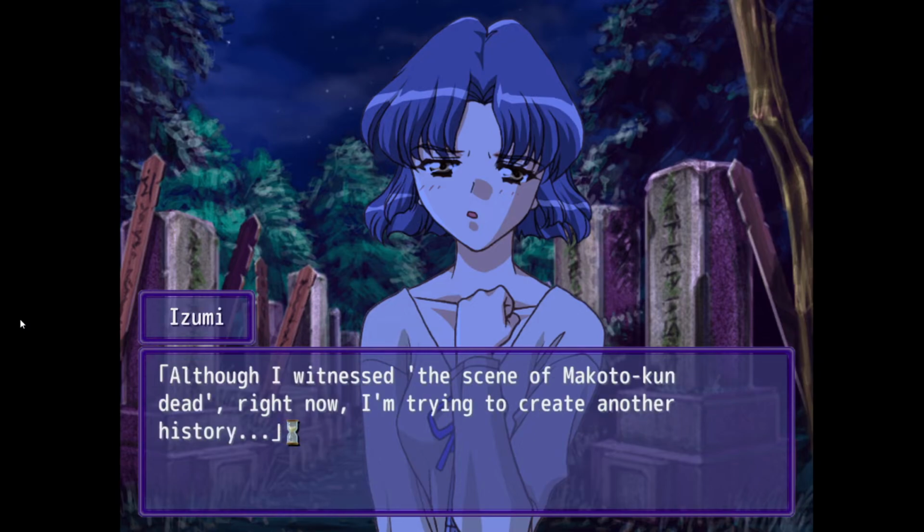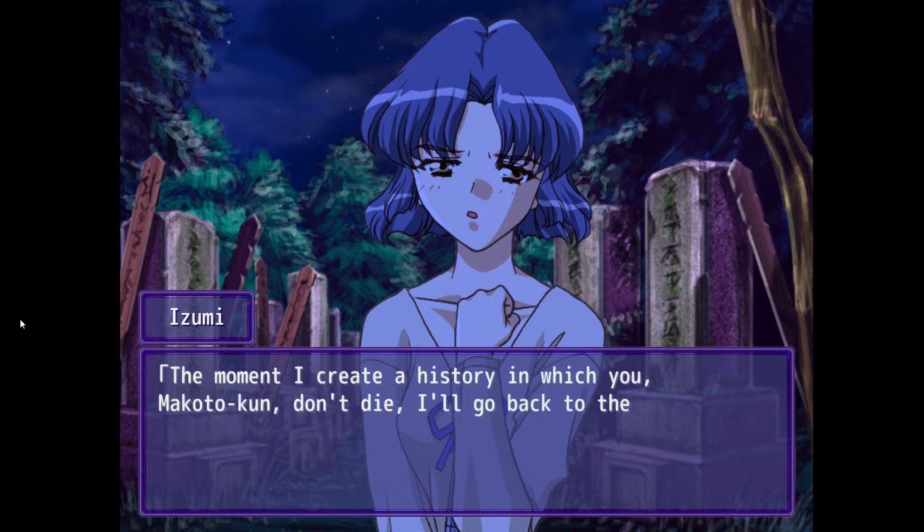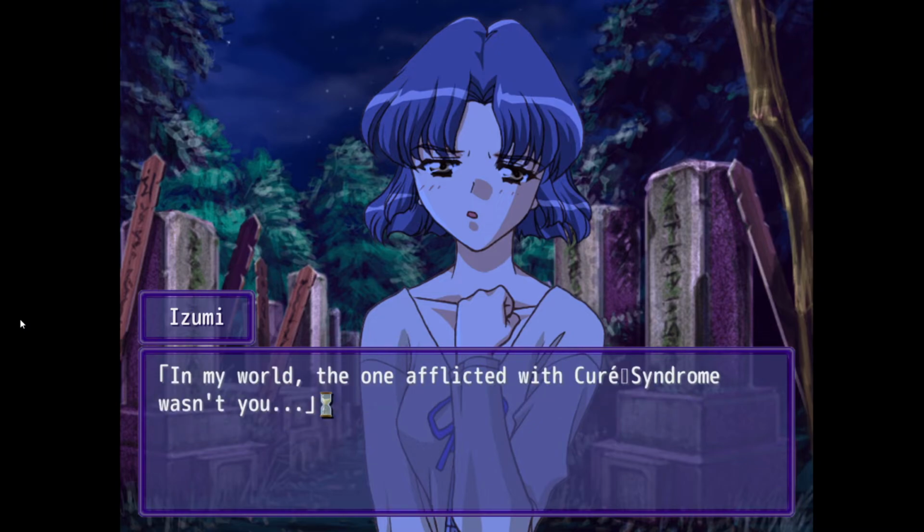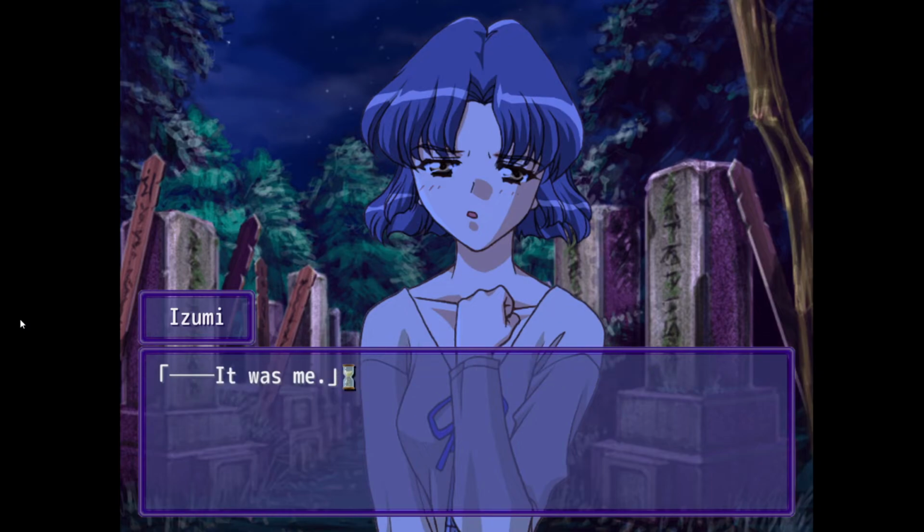Although I witnessed the scene of Makoto-kun dead right now, I'm trying to create another history. The moment I create a history in which you, Makoto-kun, don't die, I'll go back to the true real world. It's like one person's delusion interacts with the other person's delusion. In my world, the one afflicted with Curie syndrome wasn't you, it was me.